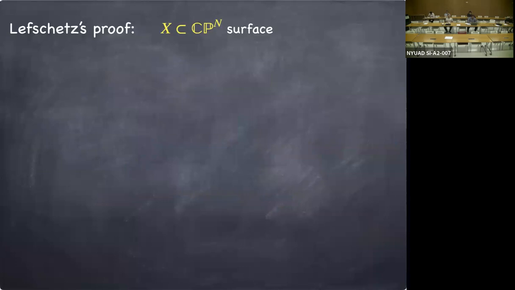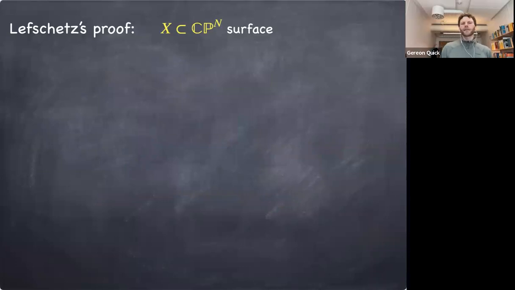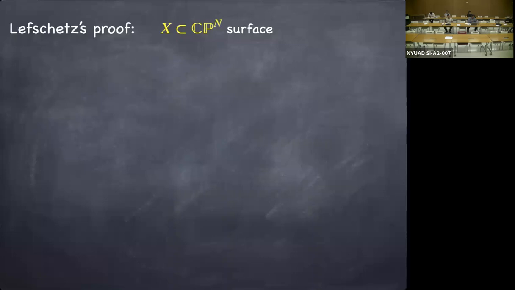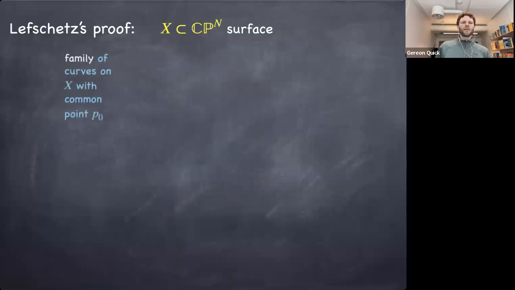So for simplicity, let's assume that X is a projective surface, so it's embedded in a big enough complex projective space. And then we would like to look at a family of curves on X, and let's assume that they have a chosen common point P0, and we're going to consider them as parametrized over the projective line. So for each point in CP1, we have one curve, and we put them all together in some way.